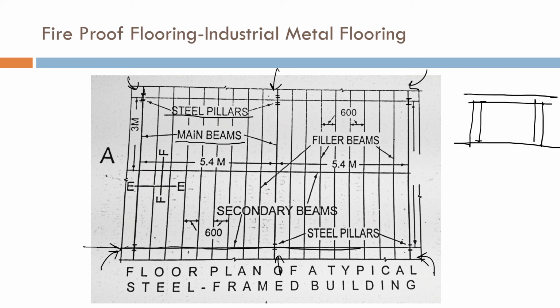As you can see, these are the secondary beams. The ones which are placed like this are the main beams, and the ones which are horizontal, when you are seeing this plan, are secondary beams. Now let's move on to the next slide.